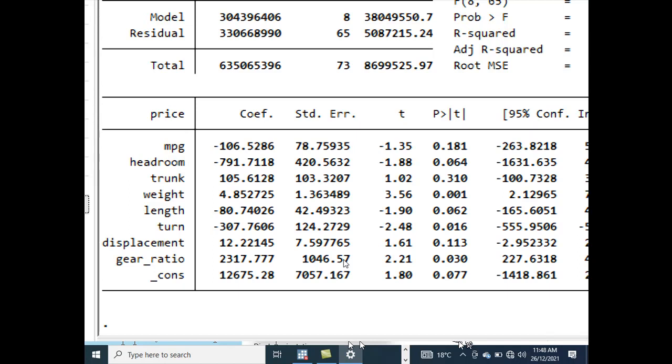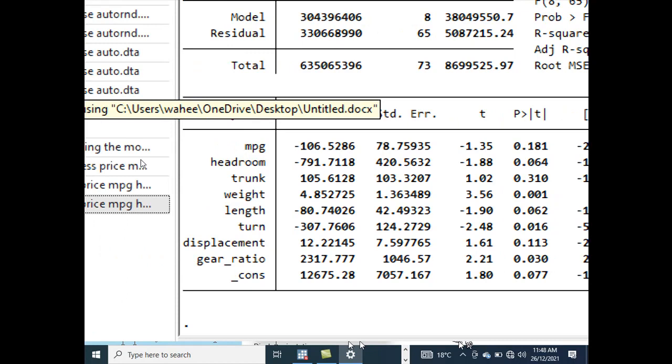So for example, if you look at this list, which p-value is less than 0.05? This one, which corresponds to weight. This one, which corresponds to turn. And this one, which corresponds to gear ratio. Three of the p-values are less than 0.05, while the rest are all greater than 0.05. So you can say that out of these 8 variables, 3 of them have a significant effect on the price of a car.